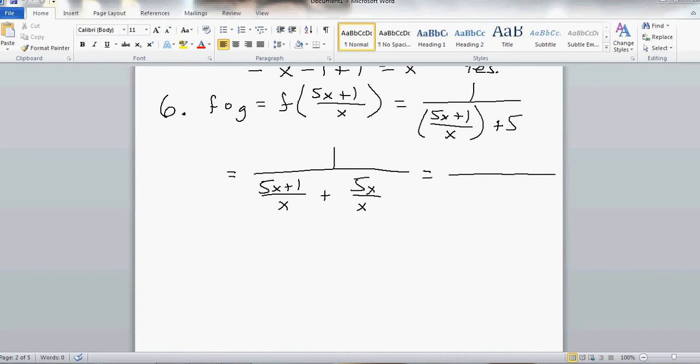And so I know that I've got a 1 over, I know the common denominator is x, and 5x plus 1 plus 5x is 10x plus 1. And 1 over this would equal x over 10x plus 1. And it's at this point, regardless of how hard I try, I'm never going to get this equal to x, because this would have to equal 1, and I have no justification to set it equal to 1. So I can say, no, they are not inverses of each other.